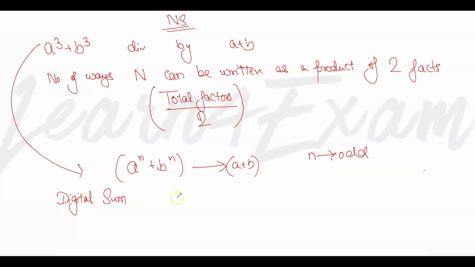The digital sum of perfect squares, that is of x to the power 2, is always going to be either 1 or 4 or 7 or 9. The digital sum of a perfect cube is going to be either 1 or 8 or 9. The next thing: a to the power x minus b to the power x is divisible by a minus b.